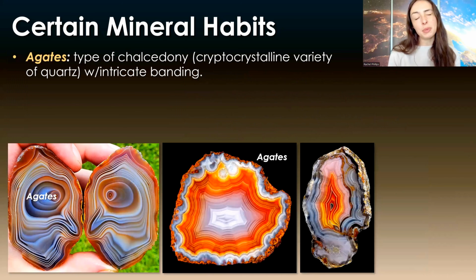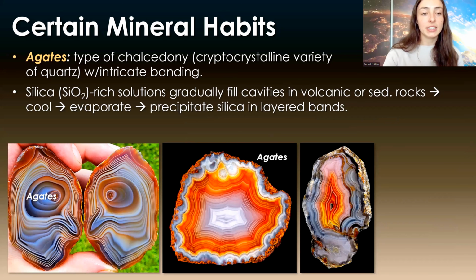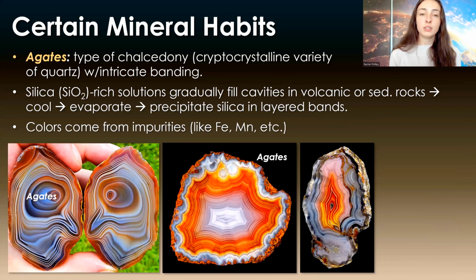Agates are kind of a mineral habit, but they're also a type of mineral. They're actually a variety of chalcedony, which is a cryptocrystalline variety of quartz, which have this intricate banding. Basically, any type of chalcedony that has this beautiful banding is technically an agate. They form when silica-rich fluids fill cavities in either volcanic or sedimentary rocks, and then cool, evaporate, and precipitate silica minerals in layered bands. The colors come from impurities in the silica, typically things like iron, manganese, or other metals.